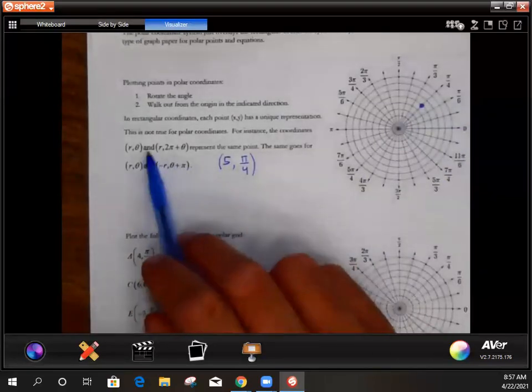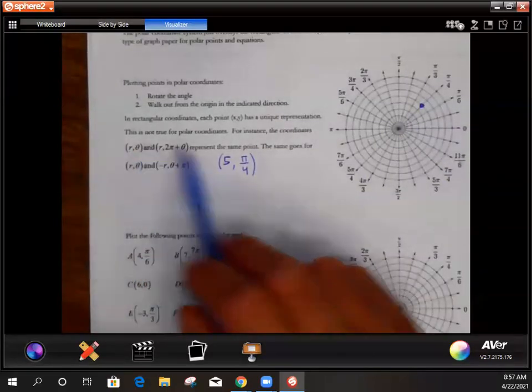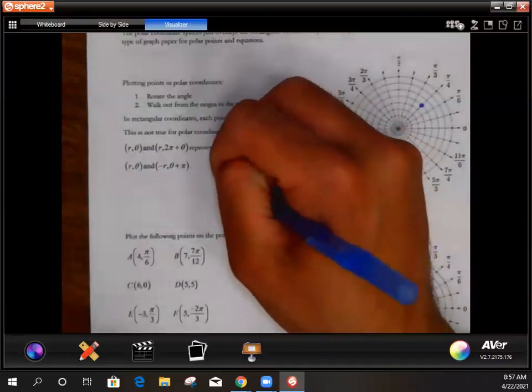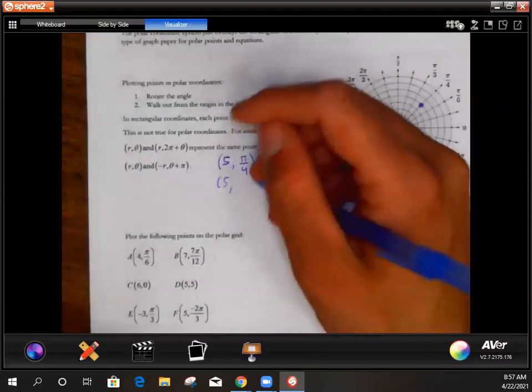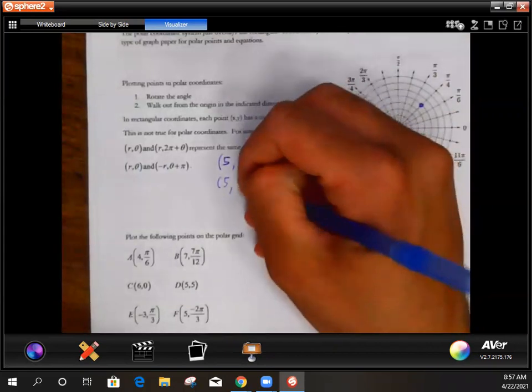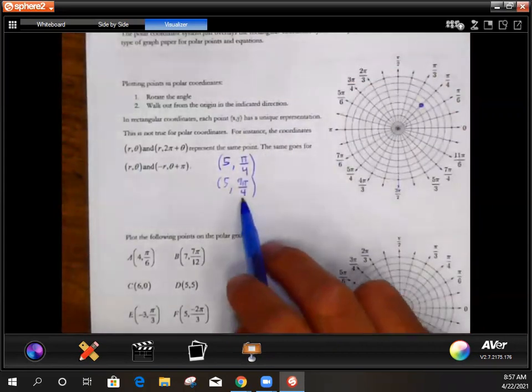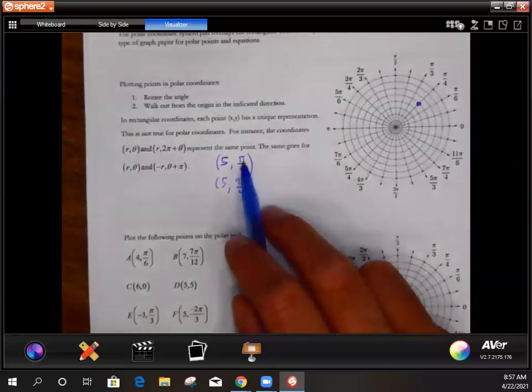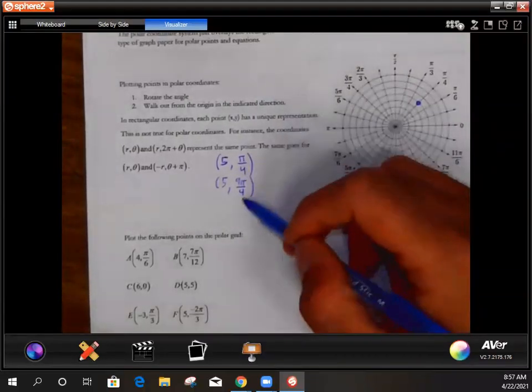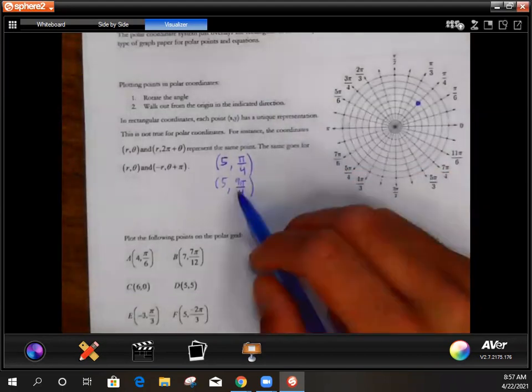Now that would be r comma theta. So r comma 2 pi plus theta, 2 pi plus pi over 4 would be 9 pi over 4. That is not the exact same angle, but it's coterminal with pi over 4, 9 pi over 4.